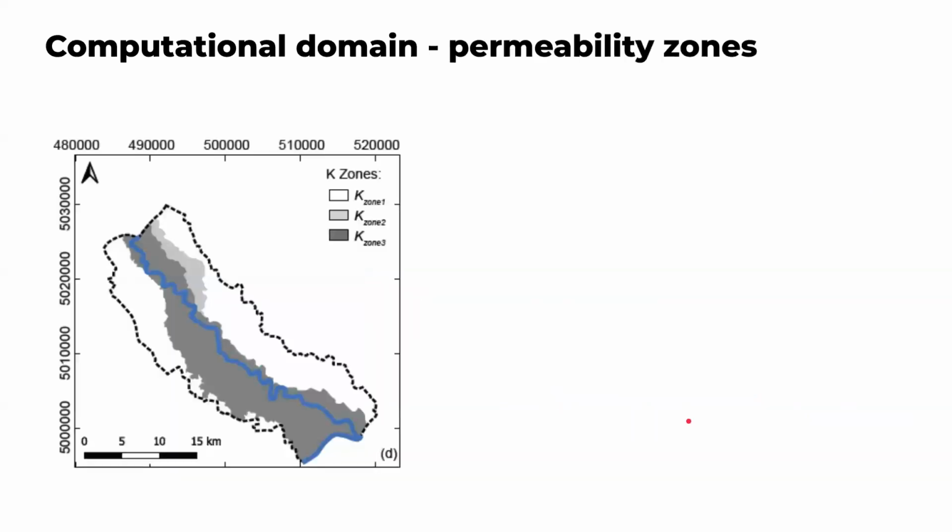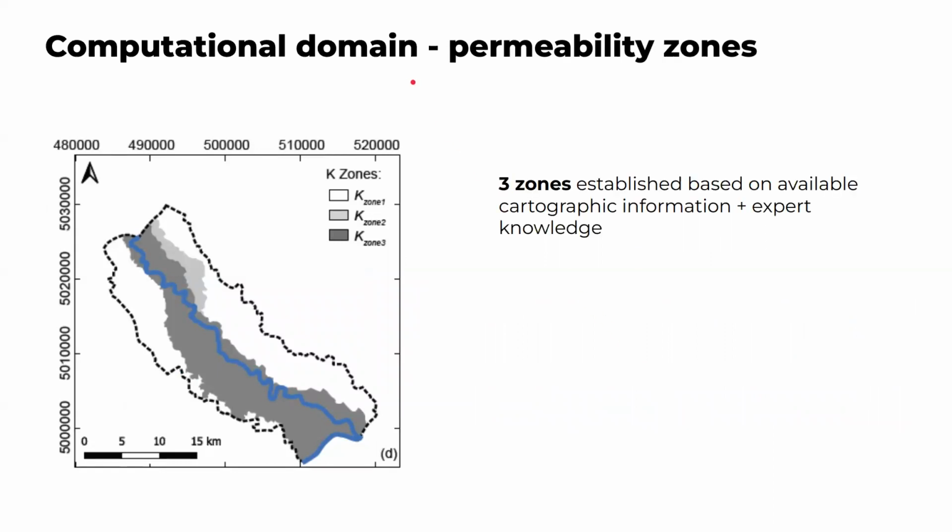And then the next step is permeability zones. We have previous knowledge from geologists that there are at least 3 different zones, 3 different geological units in the domain, with 3 different permeabilities. Again, the Ticino River is the blue thing, the Po River at the end is this other thing. And we have 3 zones: zone 1 in white, zone 2 in light gray, and zone 3 in dark gray.